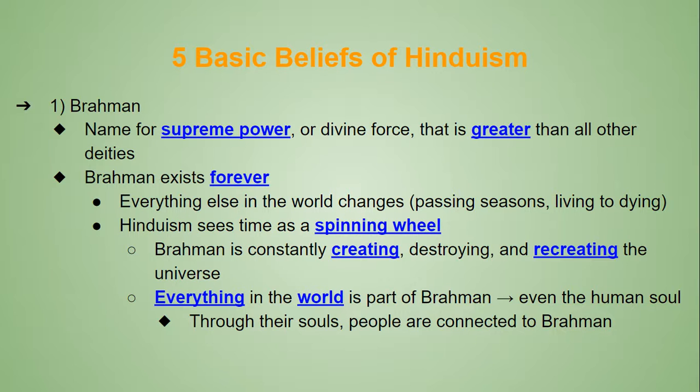So, five basic beliefs. We have the Brahmin. That's the name for the superpower or divine force that's greater than all other deities. It exists forever. Everything else in the world changes, things like seasons passing, but not the Brahmin. Hinduism sees time as a spinning wheel, and Brahmin is constantly creating, destroying, and recreating the universe. Everything in the world is part of the Brahmin, even the human soul. Through their souls, people are connected to the Brahmin. This is one of the very basic beliefs of Hinduism: the belief in a supreme or divine force that is constantly moving things forward.